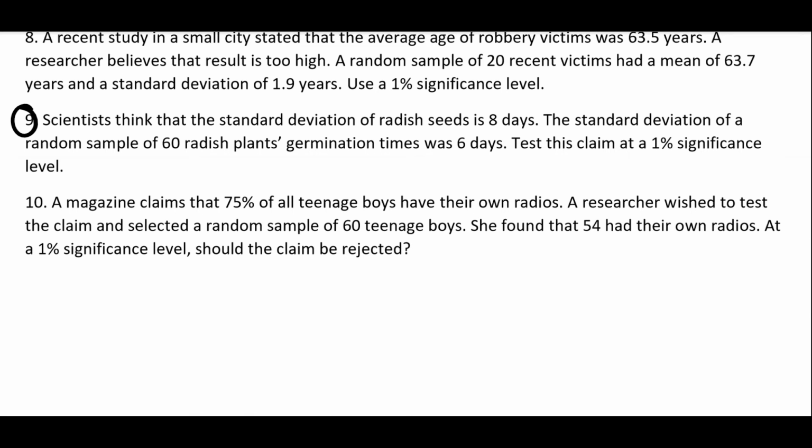All right, so we're looking at problem number 9 now. Scientists think that the standard deviation of radish seeds is 8 days. The standard deviation of a random sample of 60 radish plants' germination times was 6 days. Test this claim at a 1% significance level. Clearly the claim has to do with the standard deviation, so that's going to be sigma. The standard deviation of radish seeds is 8 days, so we're going to say equal to.